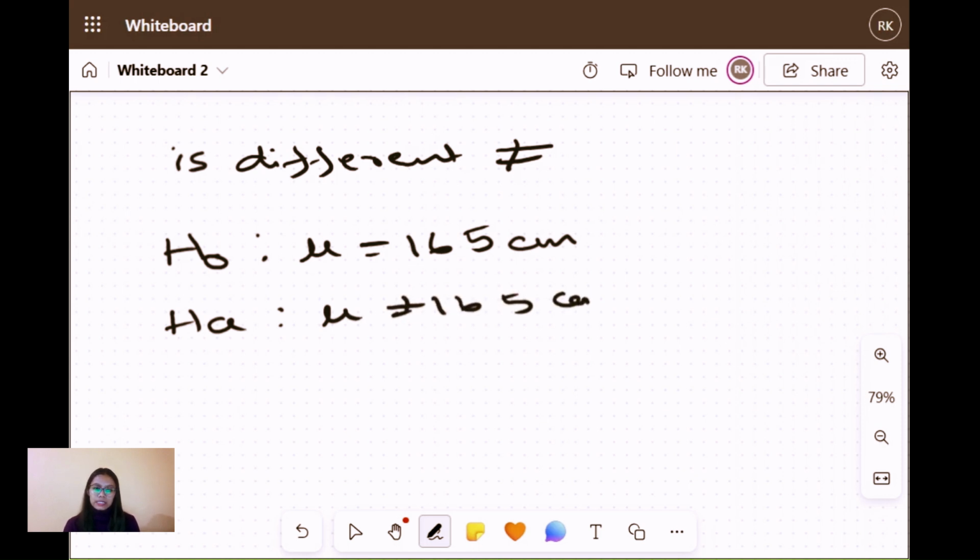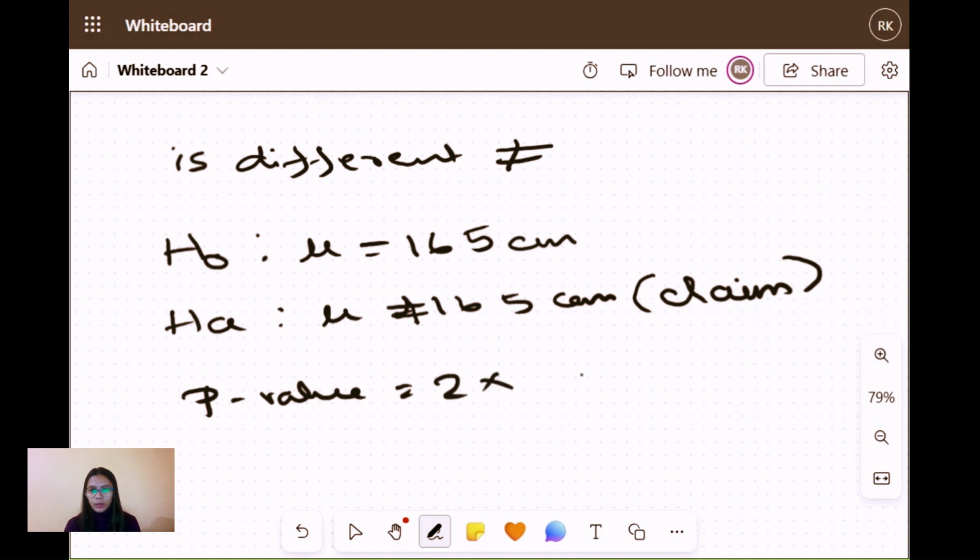But in such cases, we have the belief that it is different from 5 feet 5 inches. So this would be our claim value. The alternative hypothesis is basically our claim based on our belief. Okay, so here also our p-value will be two-tailed, because the alternative hypothesis has the sign not equal to. So it would be the same as before. The p-value is nothing but 2 multiplied by the probability.